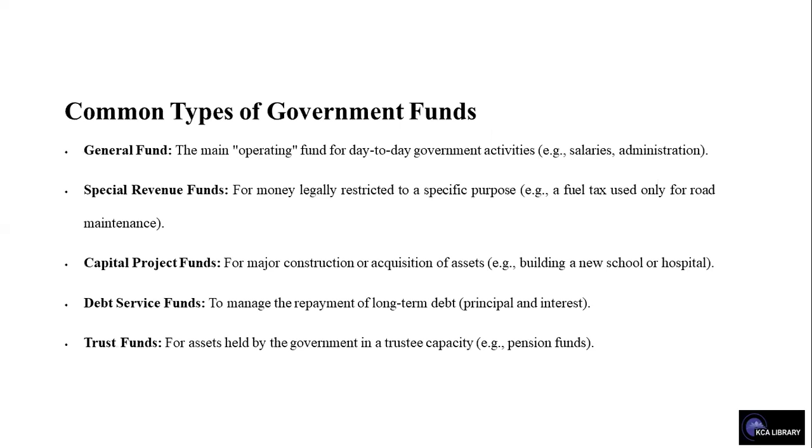For government accounting, what are the common types of government funds? We have, one, the general fund, which is the main operating fund for day-to-day government activities. When we talk about this, we talk about salaries, and funds used for administration and some other things as such. We also have the special revenue fund, and this is for money legally restricted to a specific purpose, for example a fuel tax used only for road maintenance.